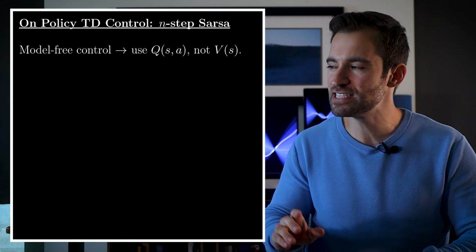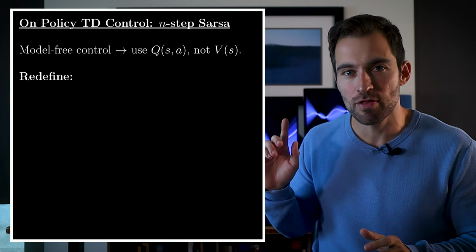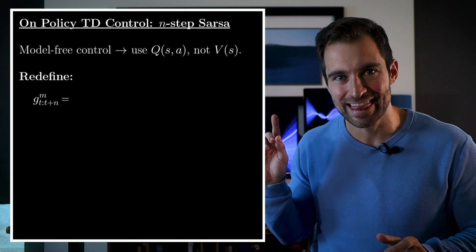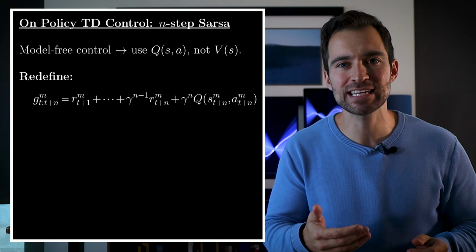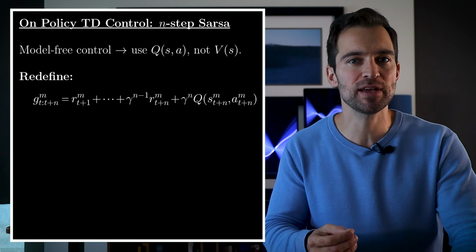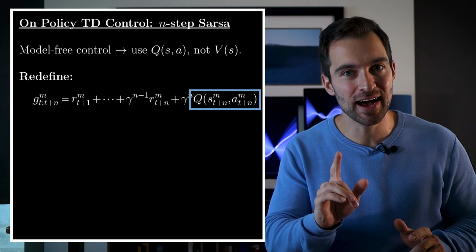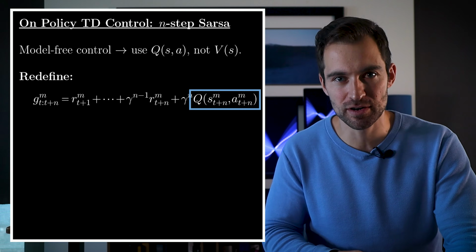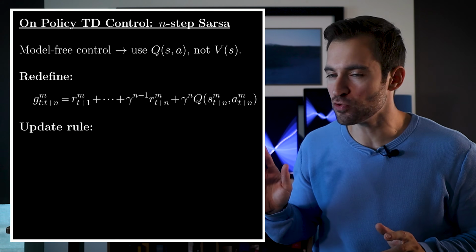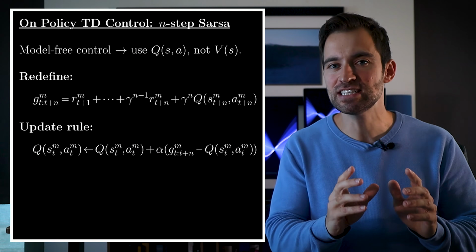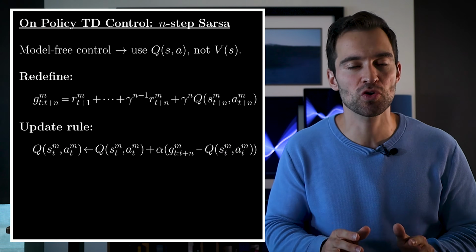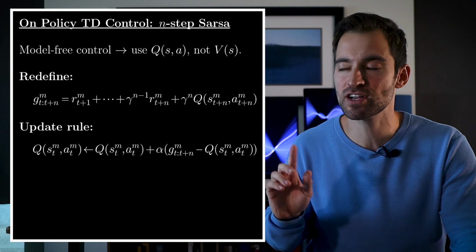Now the first step is to redefine the return, like this. The change here is that the rewards beyond n steps in the future are approximated with an action value, not a state value, like we saw earlier. This means our update rule is slightly adjusted to this. This is just the update rule we covered at MC control in the last video, except we've changed the return.